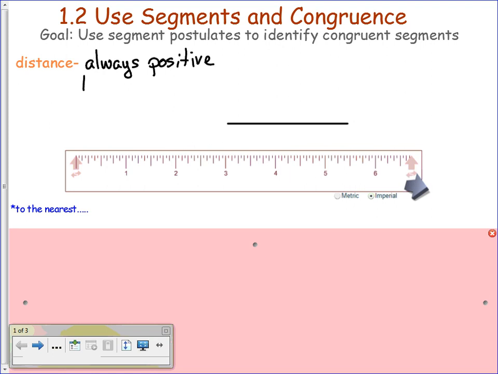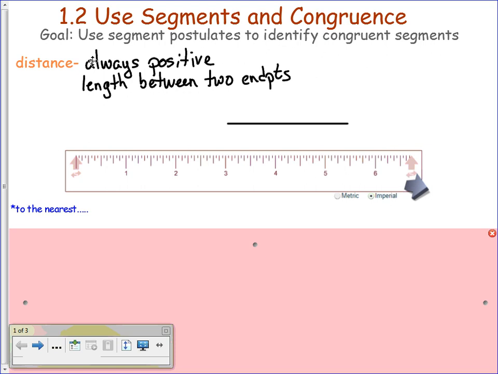And we say it is the length between two endpoints. That means we can find the length of, or the distance or length of a segment, but not a ray, not a line.